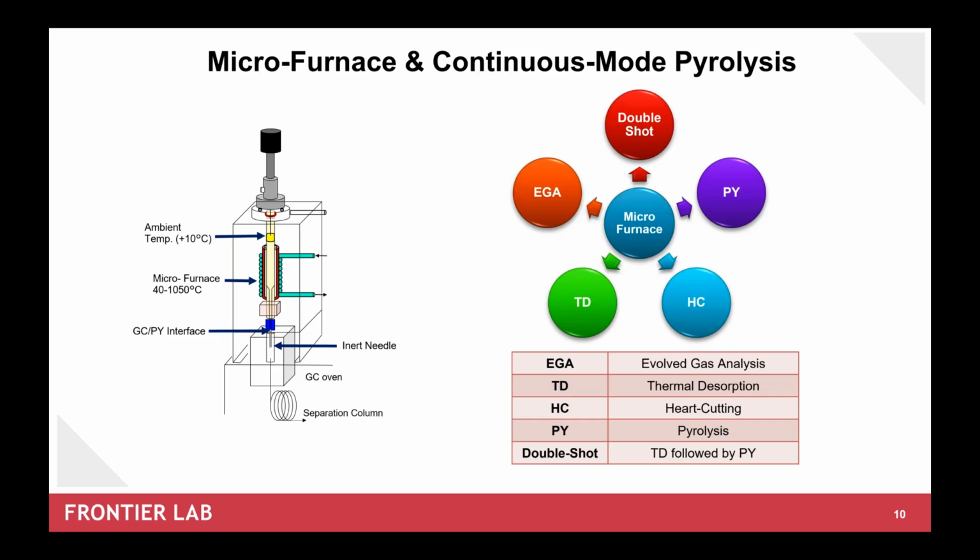Also, with microfurnace technology, you can perform thermal and multiple separation analysis. For example, you can perform evolved gas analysis, thermal desorption, flash pyrolysis, double shot, and hard cutting. But today, we will focus on the evolved gas analysis and thermal desorption modes of operation in the microfurnace.